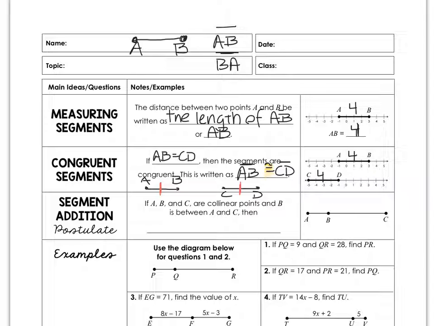Segment addition postulate. So I have these collinear points, right? Collinear, on the same line. Point B is between A and C. Then I can say that the length of AB plus the length of BC equals AC. We're going to use that to complete some examples.